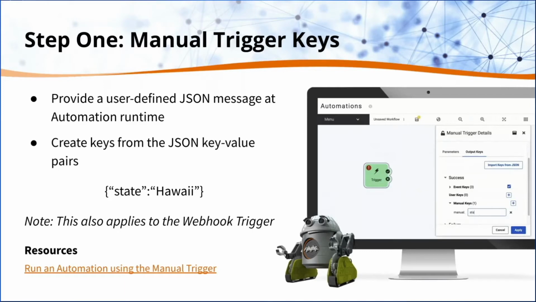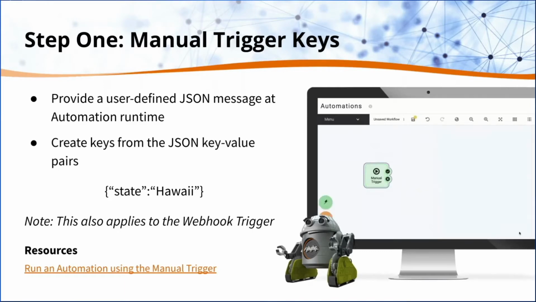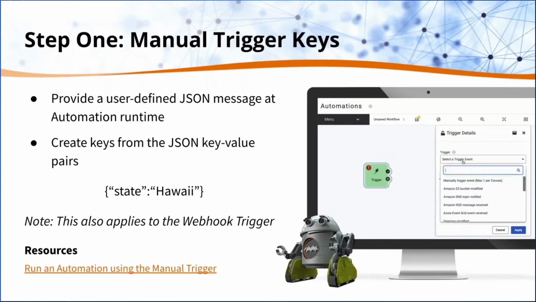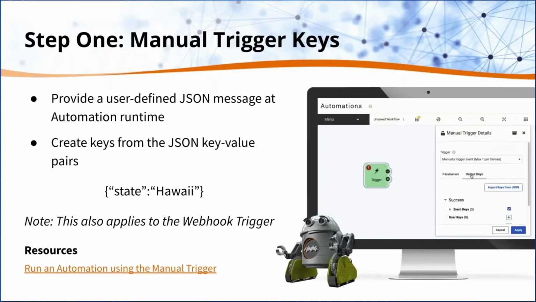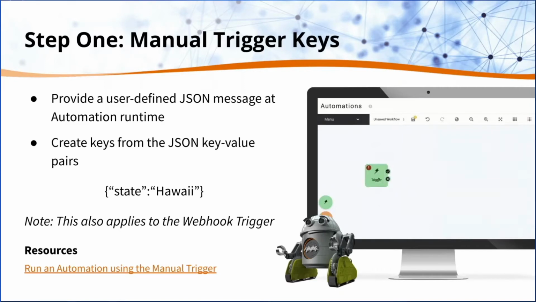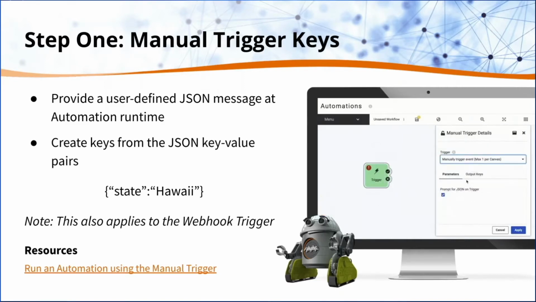So step one is to set up the trigger. In this automation, we would like to be able to run a chain of workspaces on demand and provide the state name to be processed at runtime. And this can be achieved using the manual trigger, which was new to FME Server in 2021.0.